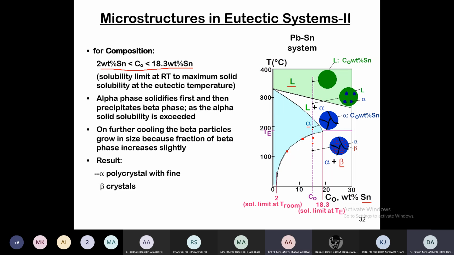Here, in here you don't have the beta. You don't have the beta phase here, do you?